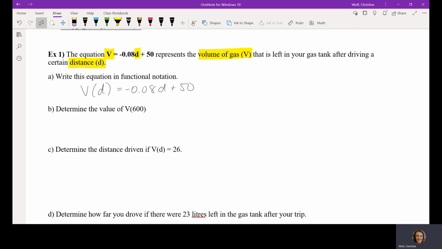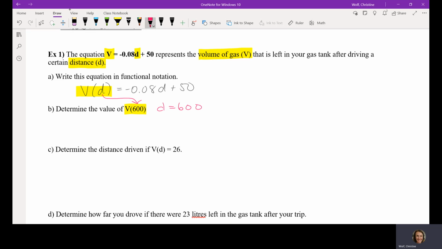Okay, so I want you to look at this right here. We have V, and then in brackets, we have the D. So here, we have a V, and then in brackets, we have the 600. So essentially, I am replacing D with 600, or I am telling you that D equals 600, or our distance is 600. So we now know that we drove the car a distance of 600.